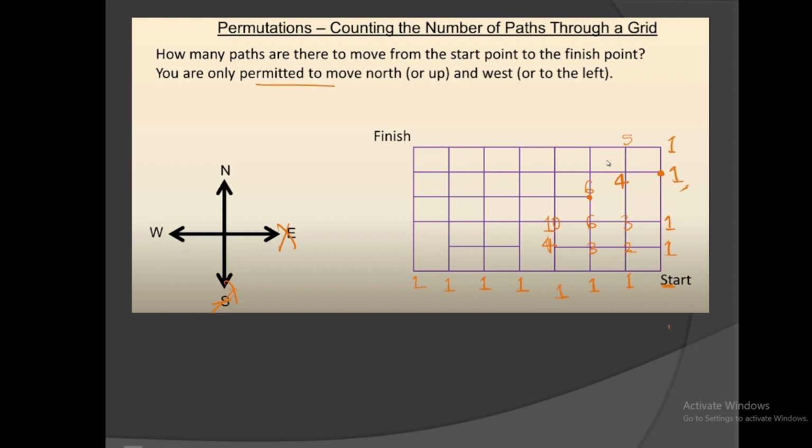Now again, if you see carefully, suppose this rectangle. On this rectangle, this corner is 4, this corner is 6, so this will be how much? This will be 10. And this is 10, this is 5, so this will be how much? 15. Okay.